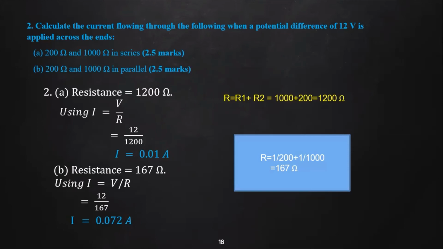Now coming back to the formula, I equals V over R, we found our R as 167, so we just have to insert it in the formula. Our voltage given is 12, so 12 divided by 167, our current comes to 0.072 amps.